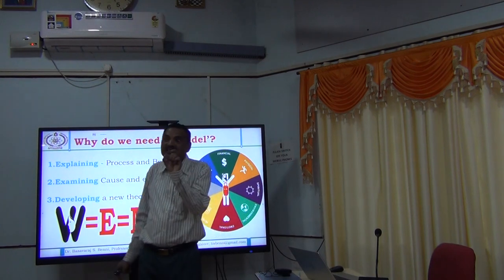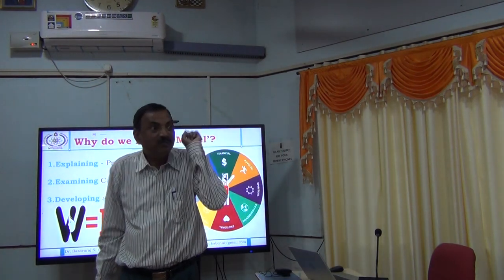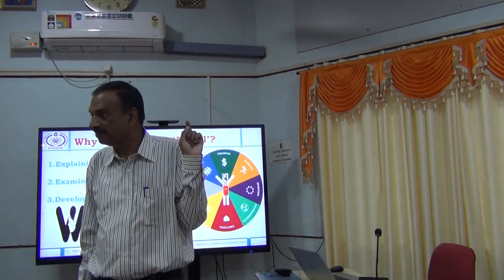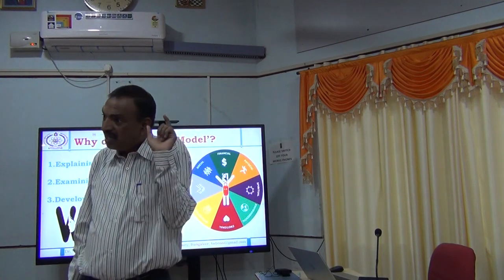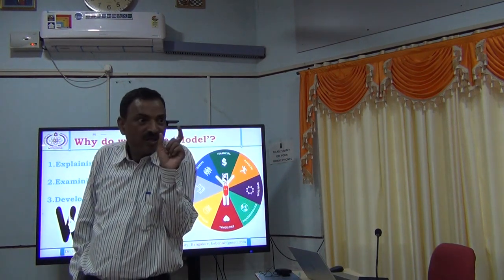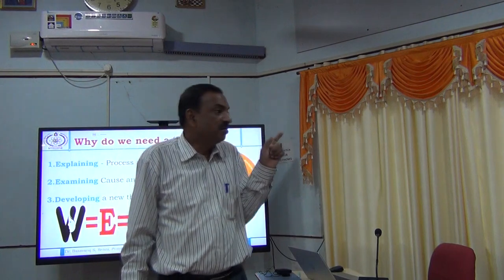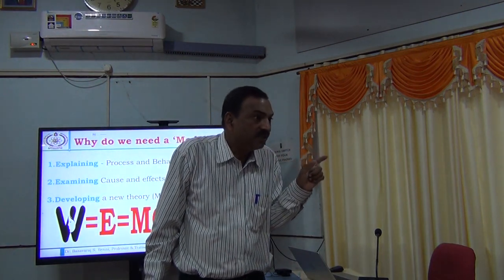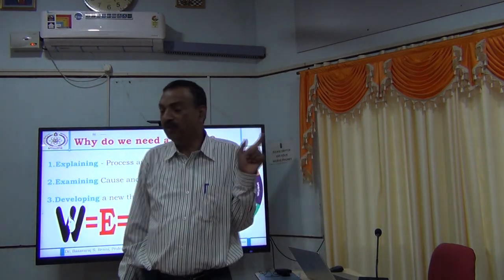Why is the Alto price less? Why is the Baleno price more? I need to explain. Silk saree price is different, and other saree price is different. Why? I need to explain.